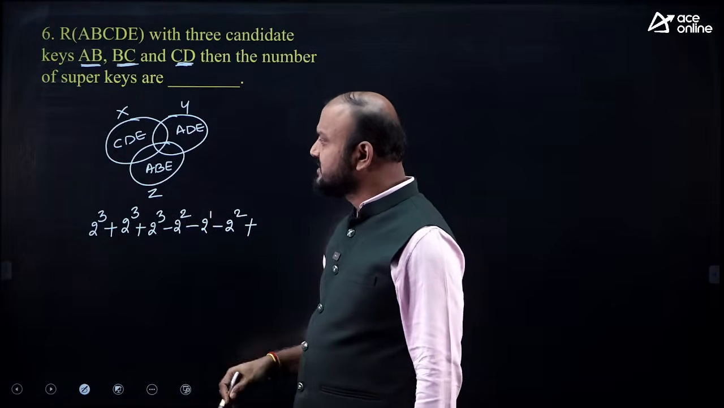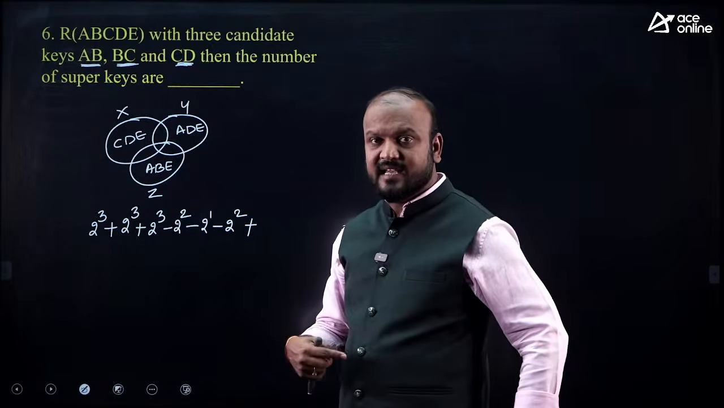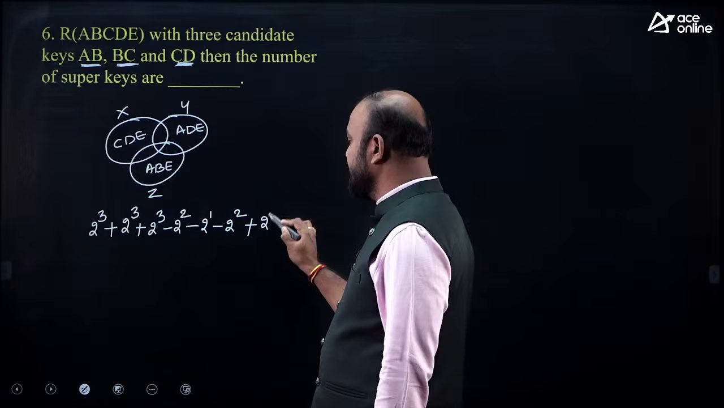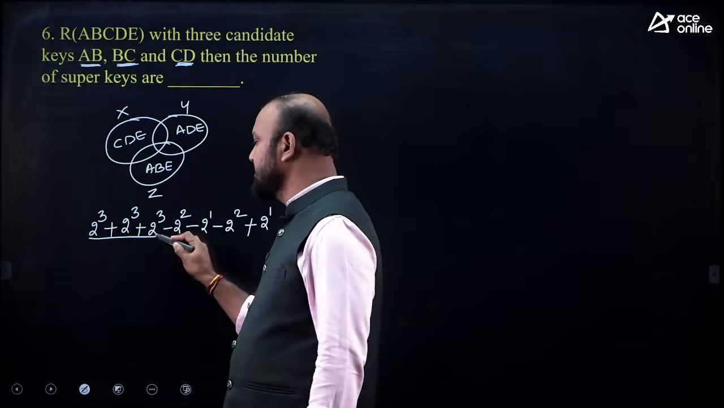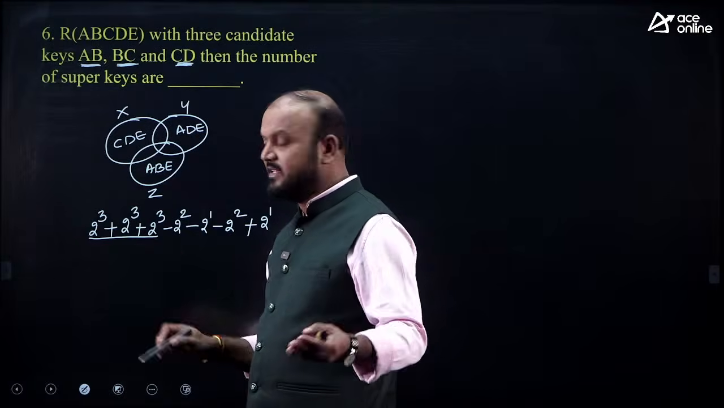So what is common to all 3? E is common to all 3. Whatever is there with E, it is removed 2 times, so add it back 1 time. So with E, 2 power 1. So 2 power 3, 2 power 3, 2 power 3: 8 plus 8 plus 8. How much? 24.